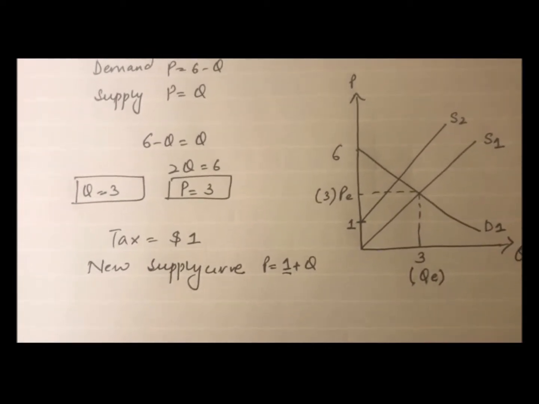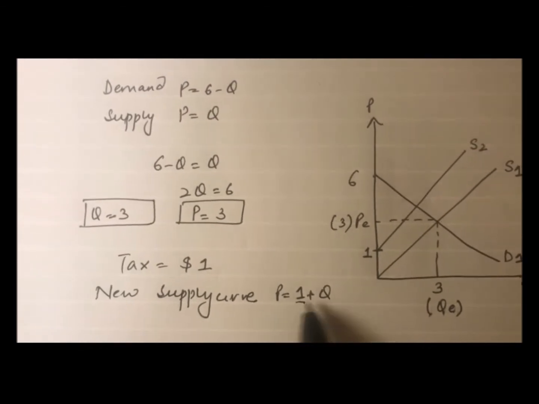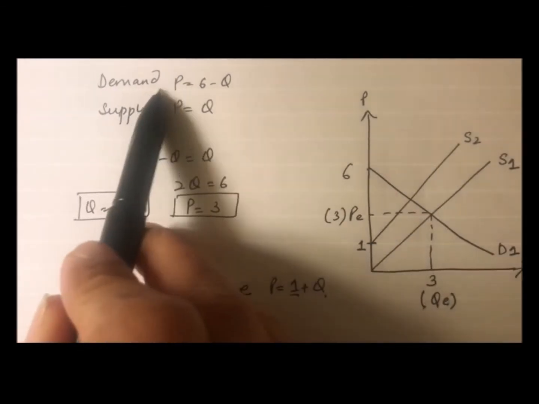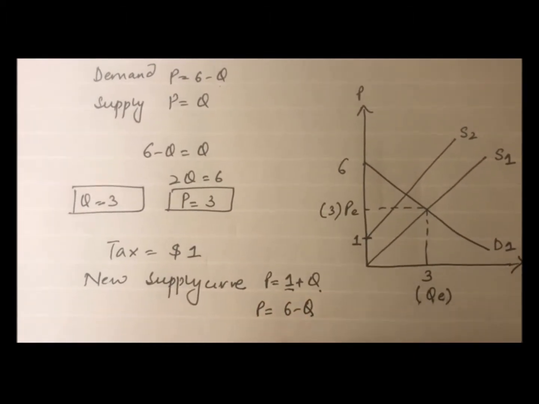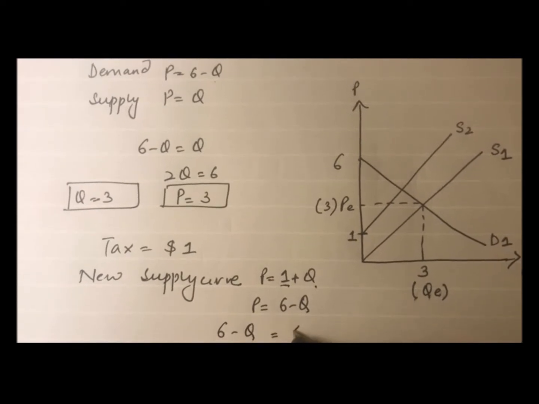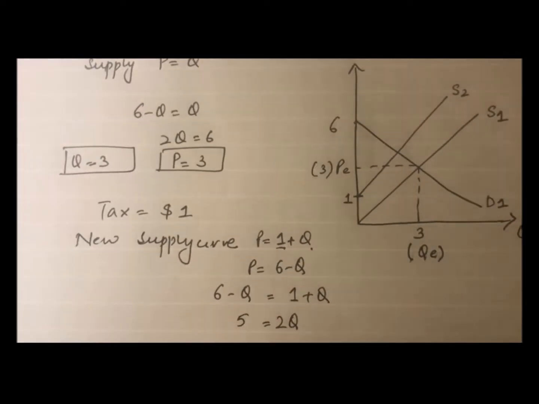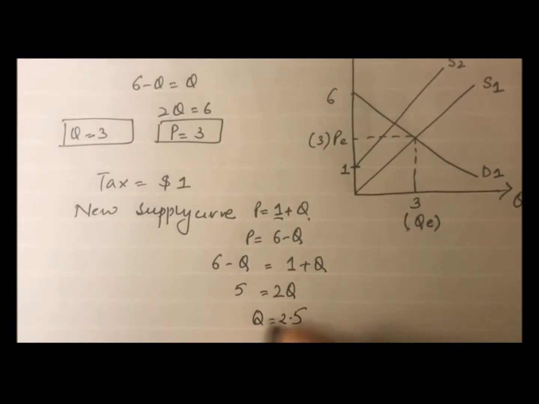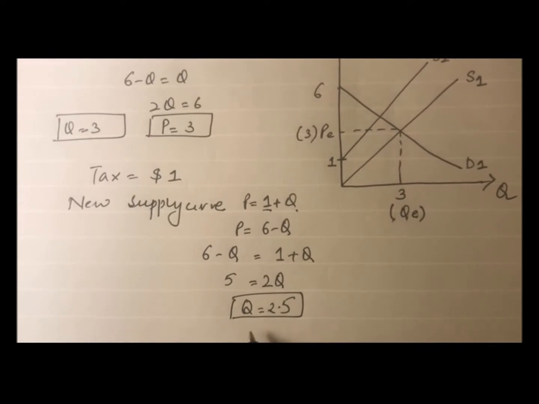So now to find the new equilibrium price and the new equilibrium quantity, we have to solve the new supply curve and the old demand equation. So we have these two equations here. We will equate these two equations on the basis of P. We'll get 6 minus Q equals 1 plus Q, which is 2Q equals 5, and Q equals 2.5. So this is the value of the new quantity.